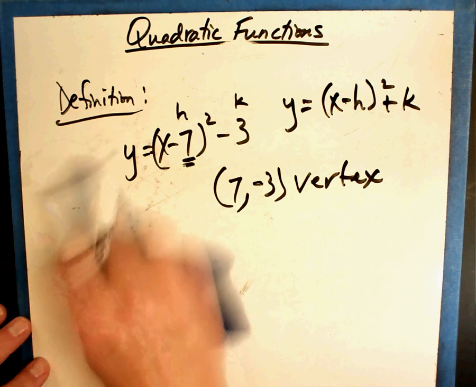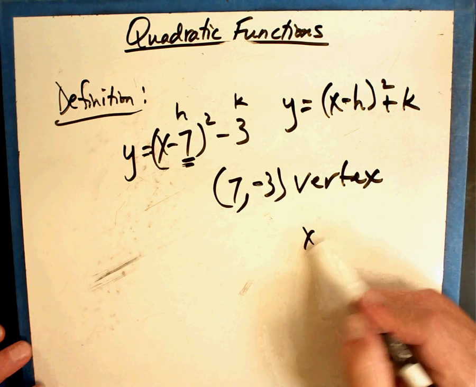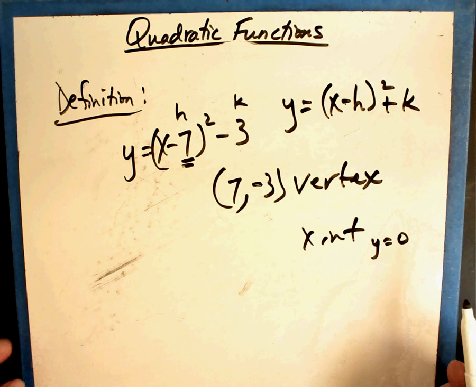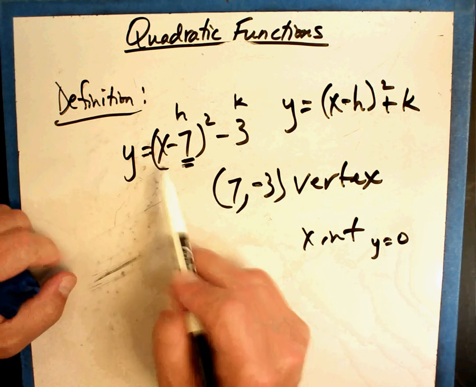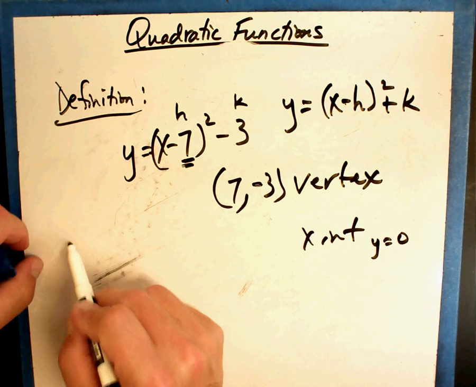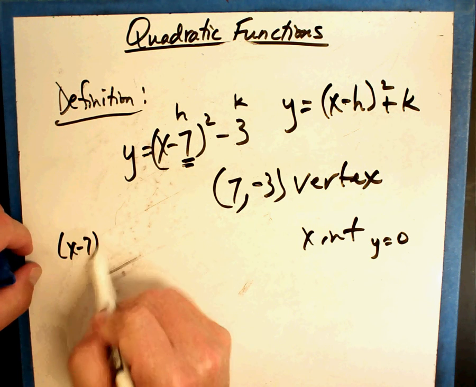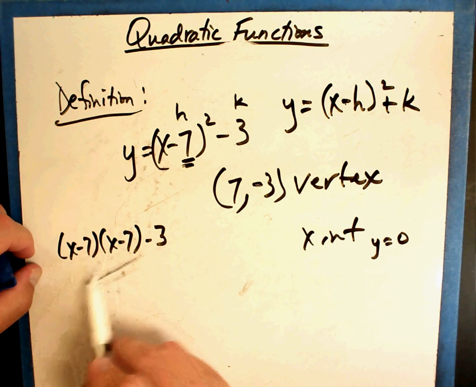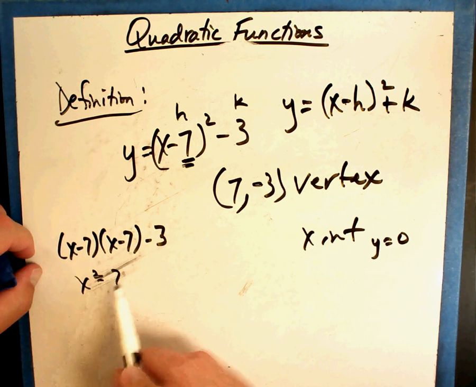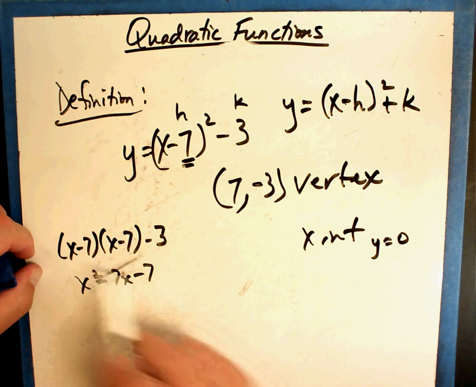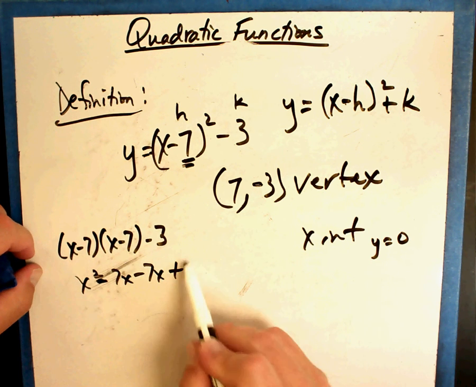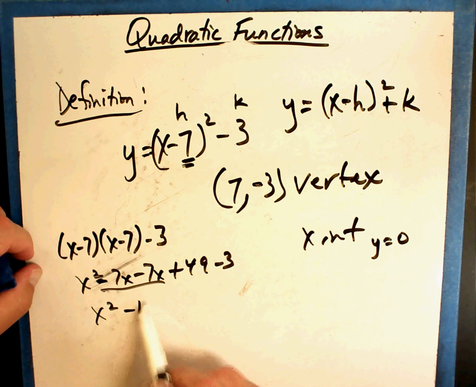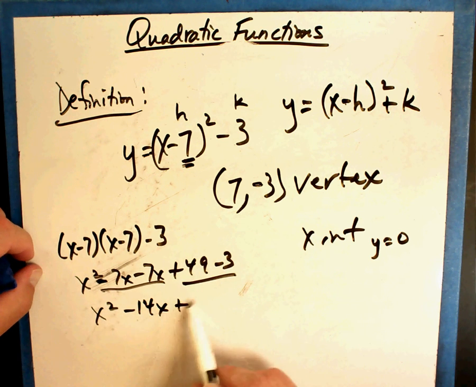Okay. To get my x-intercept on one like this, I'm going to have to do what I did a while ago, which is set y equals 0. Now, how do I do that? Well, I have to multiply through. I've got to get rid of the parentheses. So basically, it's going to be (x minus 7) times (x minus 7) minus 3. So it's x squared minus 7x, I'm just using the distributive property, minus 7x again, plus 49 minus 3. So I get x squared minus 14x plus 46.